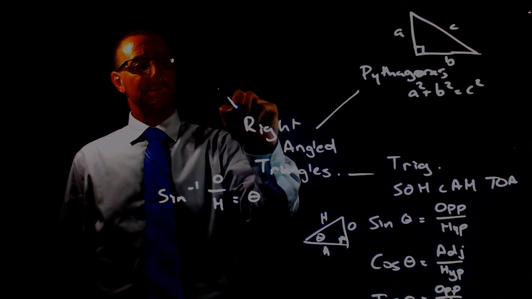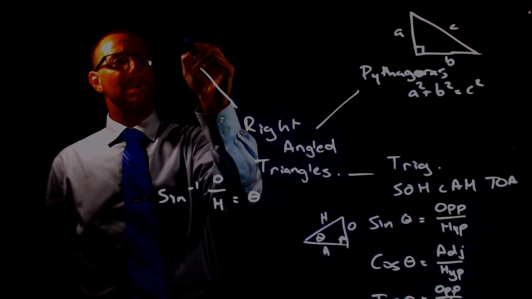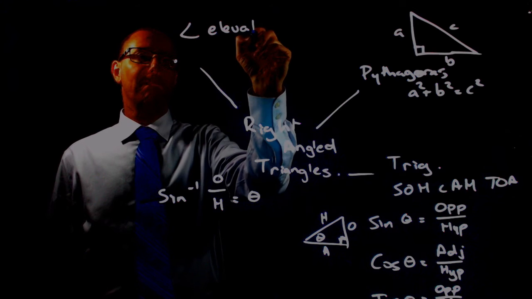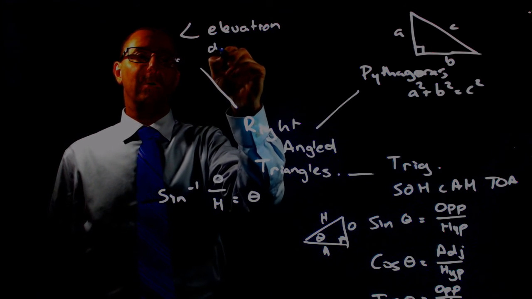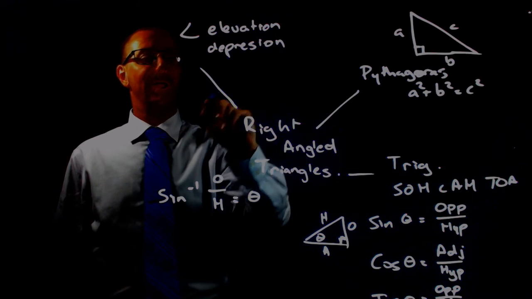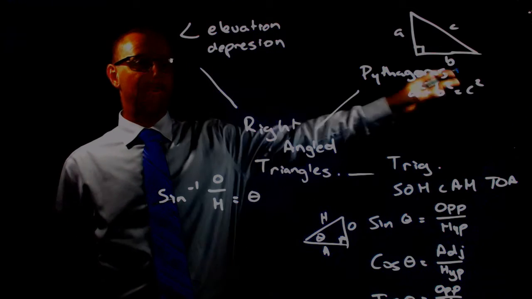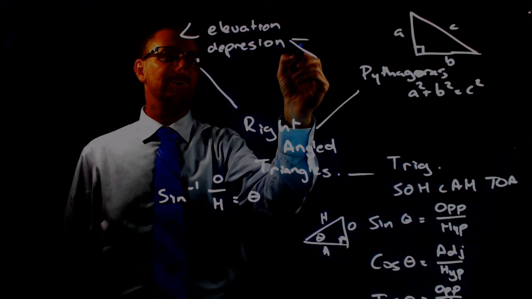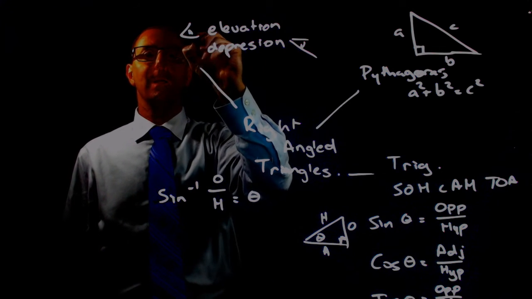The other things that we learned here were a couple of terms. We learned about angles of elevation and angles of depression. Okay, so our angle of elevation is an angle from the horizontal going up, and an angle of depression is from the horizontal going down.